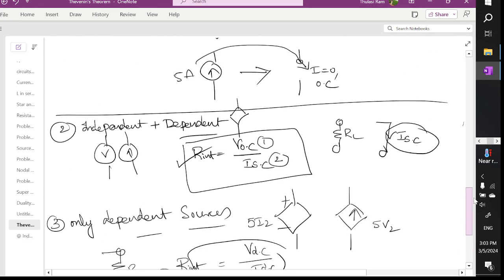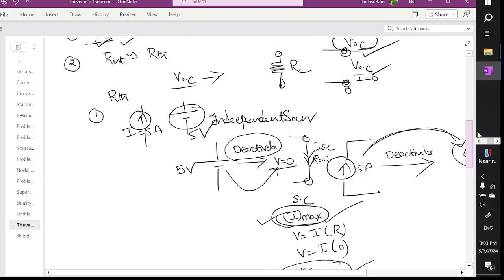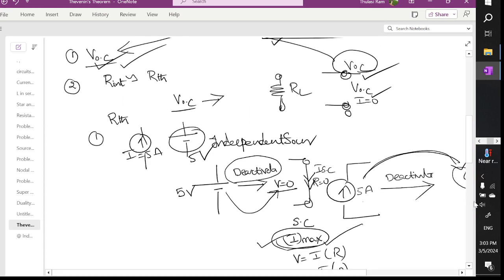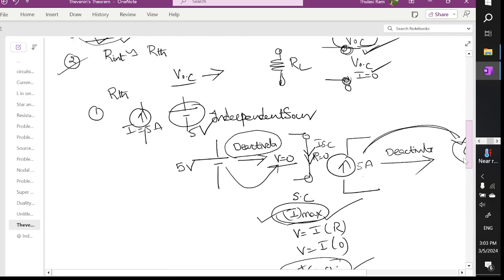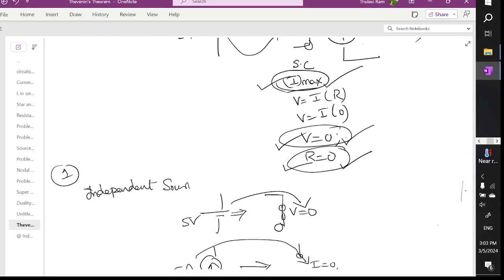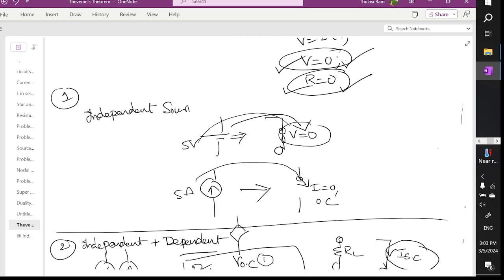So this is a little bit simple to understand. There's nothing to confuse. Finding the open circuit voltage is very simple. Remove the load resistor; whenever you remove it, it will act as an open circuit. Find that voltage, which is called the open circuit voltage. Coming to the second step, finding the internal resistance: if you have an independent voltage source, it is short circuited, because we have to make that voltage 0. If you have a current source, make it an open circuit. This is about independent sources.